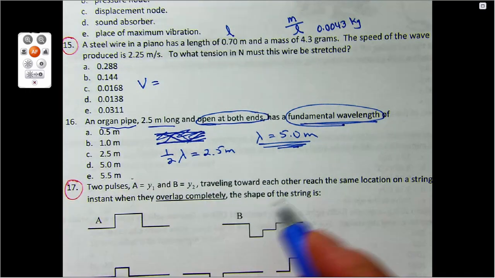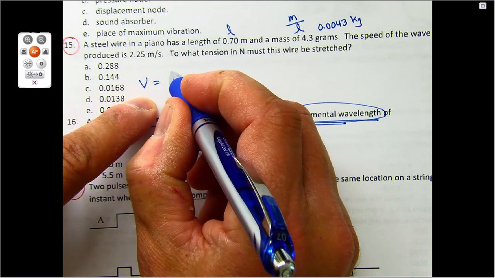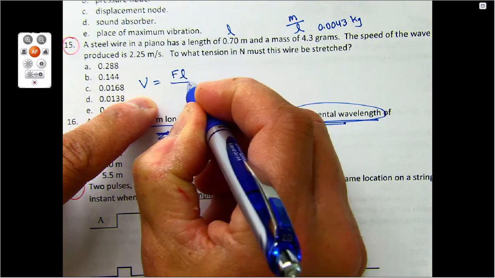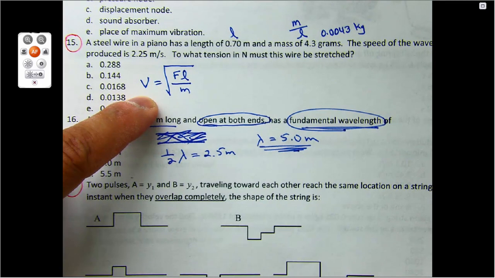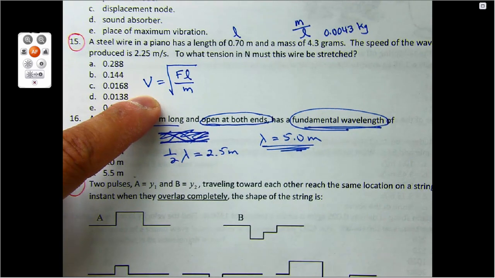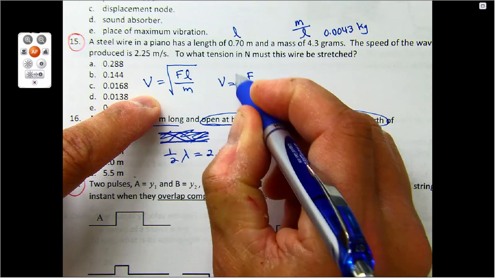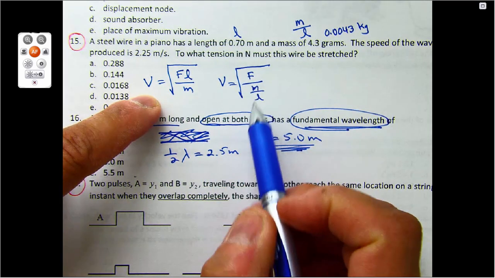Now, your book used this. Your book used the square root of FL over M, right? I have a couple questions on this. This is what we have, and that's the same thing.